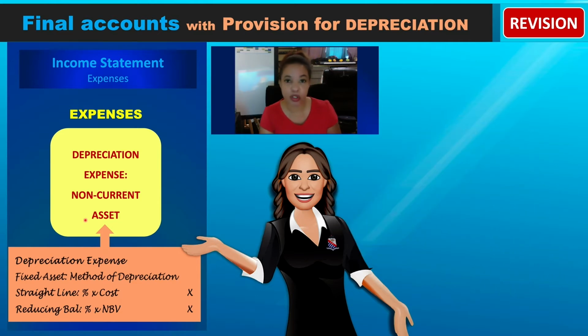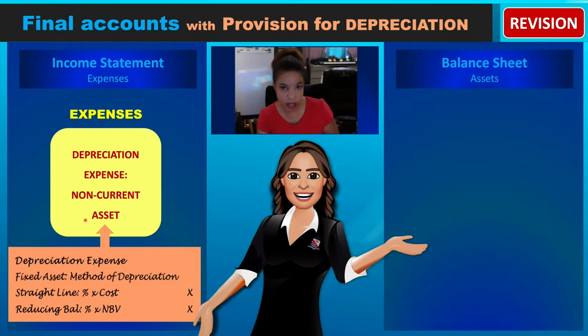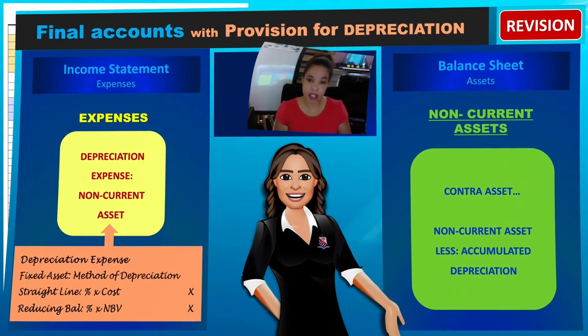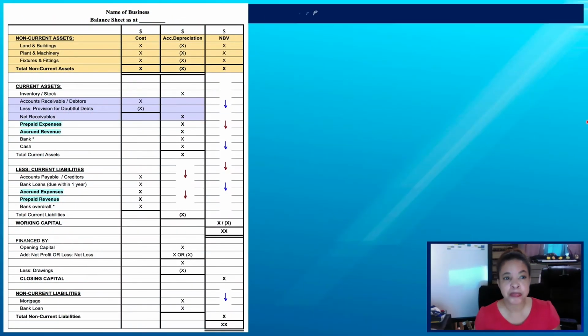So when you come now to do your balance sheet, you are dealing with it in your non-current assets, which is the first category that we start with. And it will be the non-current asset at cost less your new accumulated depreciation. So let's go into the balance sheet to see how that is done.